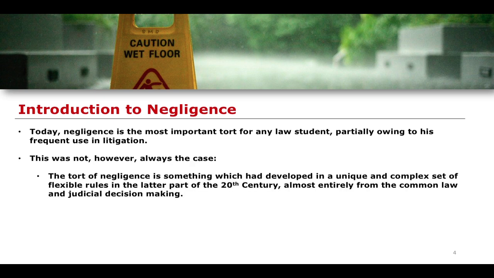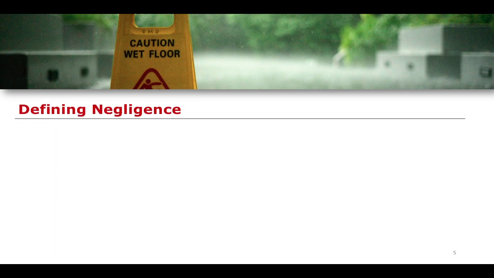However, this hasn't always been the case, because the tort of negligence is actually something that has developed as a unique and complex set of rules in the latter part of the 20th century. This is almost entirely from the common law, and almost entirely as a result of judicial decision making. So let's think about how we define negligence. It's probably a good idea to work out how to define negligence now, and then to unpack each of the individual elements of this definition as time goes on.